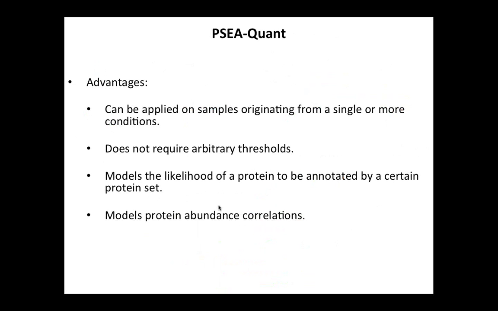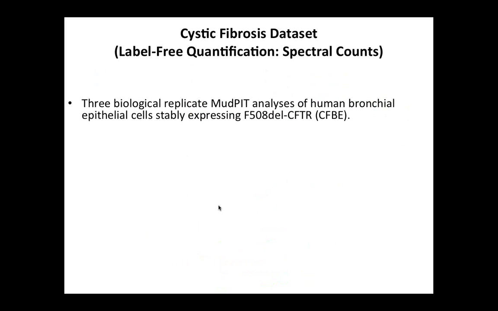It models the likelihood of a protein to be annotated by a certain protein set, so that's that literature bias I was referring to. And also the part that I went over very quickly, where protein abundance correlations are modeled in our sampling procedure. So just as a quick example of the types of data set that PSEA-Quant can analyze, we had 3 biological replicates of a MudPIT analysis of a human bronchial epithelial cell line that was expressing a deletion of the amino acid 508 of CFTR.